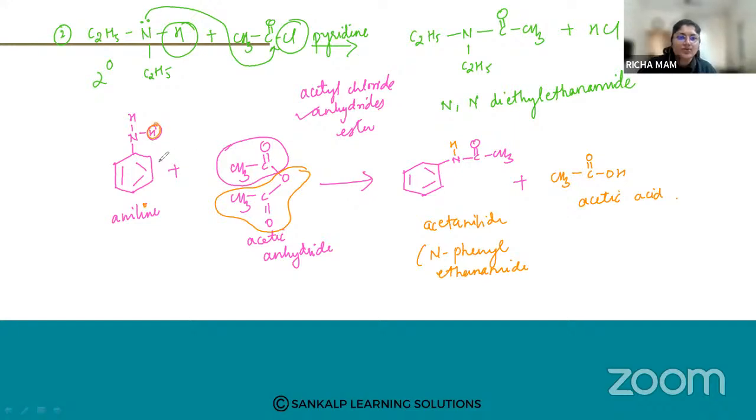So what will happen? Your NH will come, and one of this hydrogen atoms will be replaced by this. And your CH3, C double bond O will get attached with the hydrogen and you get the byproduct. Okay, fine. Let us see the next reaction.